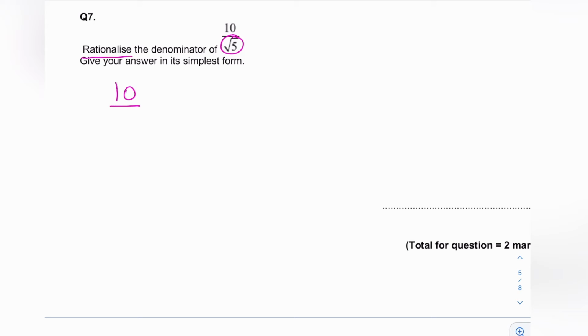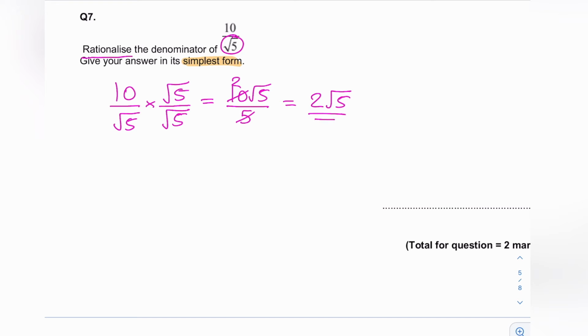In order to do that, we multiply both numerator and denominator by the same thing, by this root 5. If we multiply our numerators together, we get 10 lots of root 5. If we multiply our denominators together, we get this equal to 5. It gives you a hint in your exam, it wants it in the simplest form, so now we've just got to cancel our fraction down. 10 over 5 cancels down to 2 root 5. And then we're finished there.